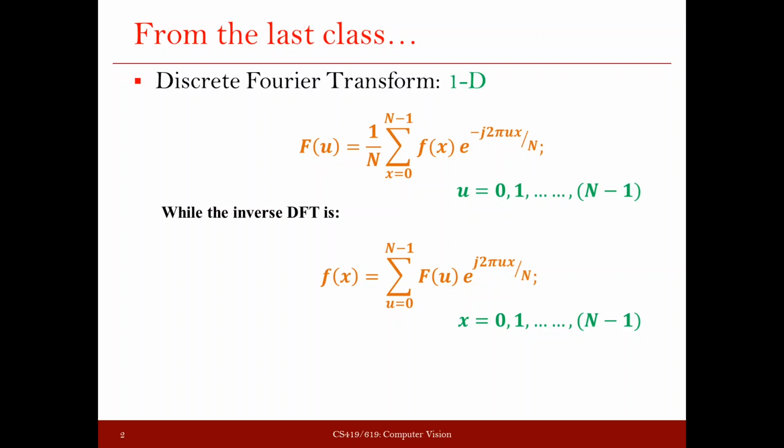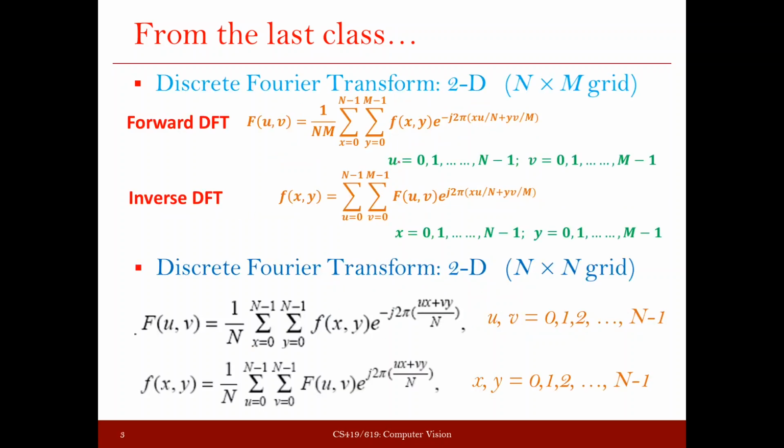So mainly we discussed two things in the last class. One was discrete Fourier transform in 1D, and another was discrete Fourier transform in 2D. So for 1D we discussed these formulae. This was for the forward transform and this was for the inverse transform. Okay. In case of 2D, we discussed two notations.